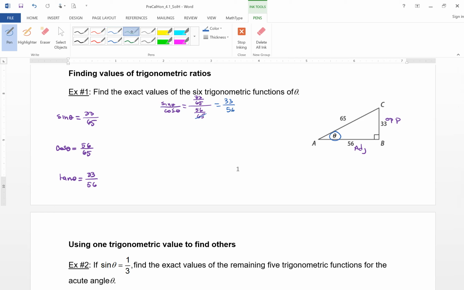All right, now, the cosecant of theta, you no longer need to be doing any work. The cosecant of theta is just 65 over 33. Secant of theta is 65 over 56. Cotangent of theta, 56 over 33. Now, these are the values in simplified fractions. If you want to put them in decimals, all you would have to do is divide 33 by 65. The condition is that you always need 4 decimal places.